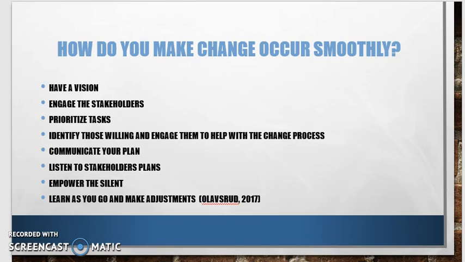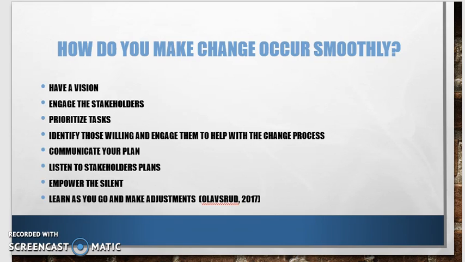Identify those that are willing and engaged, and then get them to help you with the process. As I said before, there are people who react positively and negatively. So the people that are willing, get them in early and put them in critical roles like super users, or train the trainers. Communicate. That's the most important thing. Communicate, communicate, communicate. You need to communicate your plan, and you need to make sure that your project manager is communicating daily, oftentimes.